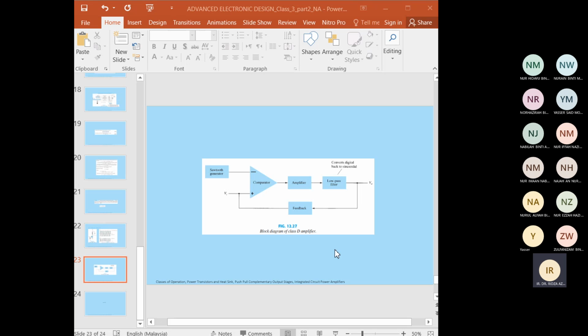For Class C and Class D, we do not discuss much, because the most popular are Class A, AB, and Class B. Class C and Class D are not much used, therefore we do not discuss them in detail. But in certain areas, they are still being used. For example, Class D in terms of efficiency is high, up to 90%, while the Class C amplifier is normally used as a tuned circuit for communication.